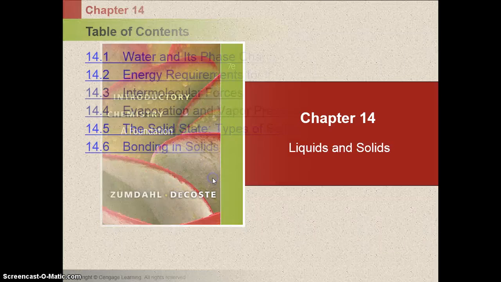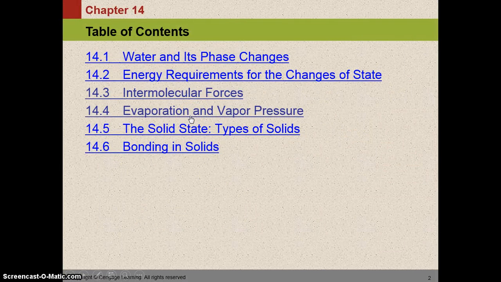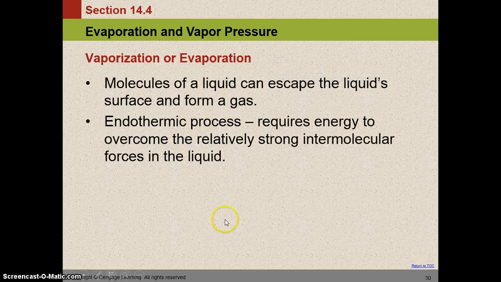We're going to look at Chapter 14, and we're in Section 4, so it's evaporation and vapor pressure. Molecules of a liquid, we know, can escape a liquid surface and form a gas. That's called evaporation when it happens at room temperature. It's an endothermic process because it requires energy to be put into the system to overcome the intermolecular forces between the molecules, which allow the molecules to go from a liquid to a vapor state.